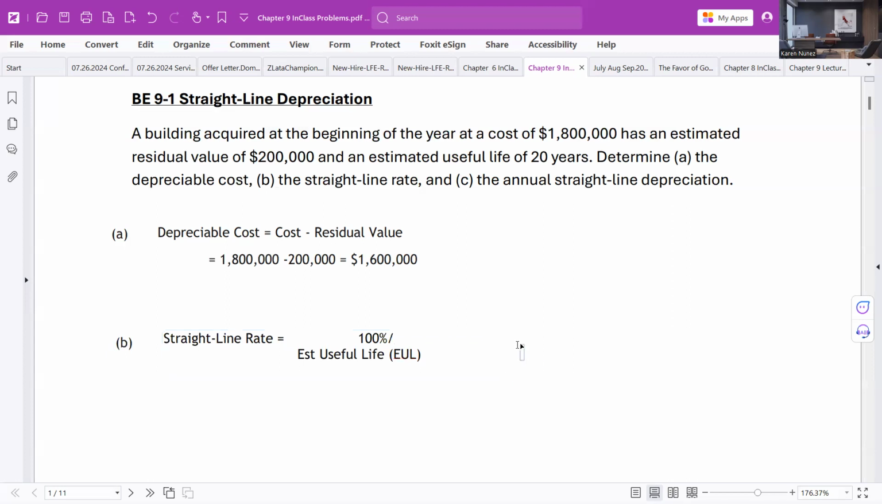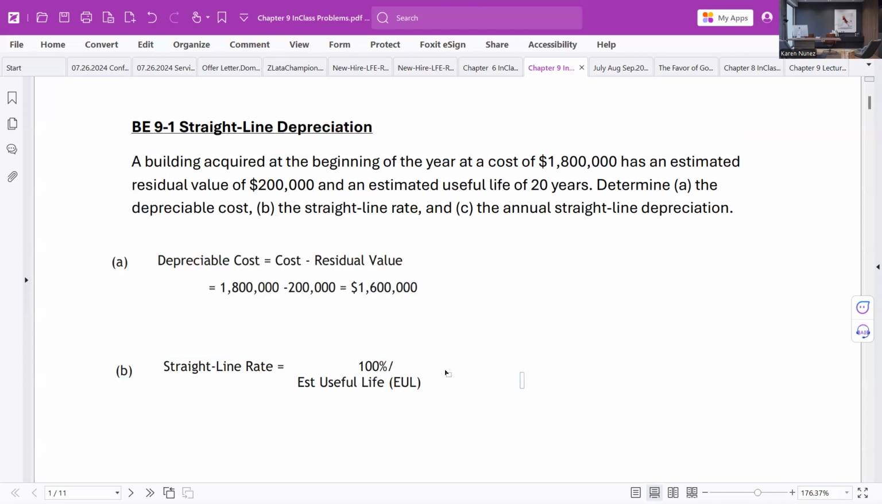So what does that give us? Well, 100% divided by an estimated useful life of 20 years. So we've got a straight line rate of 5%. And in C, we need the annual straight line depreciation.